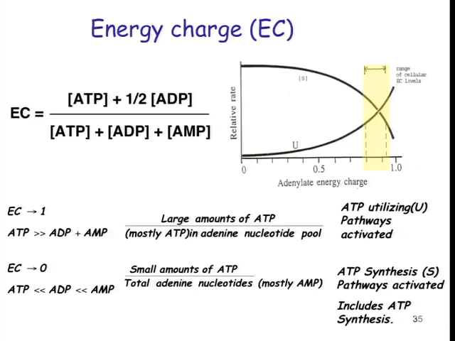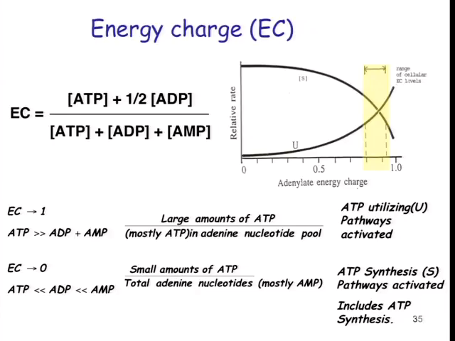You can take limits: as the energy charge goes to 1, this limit is approached as the ATP is much, much greater than the concentrations of anything else. Your energy charge will go to 0 when the ATP is much lower.